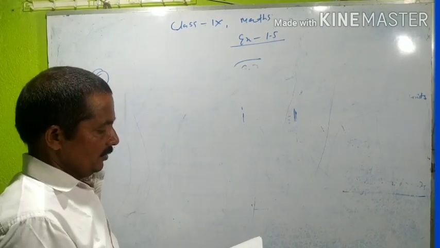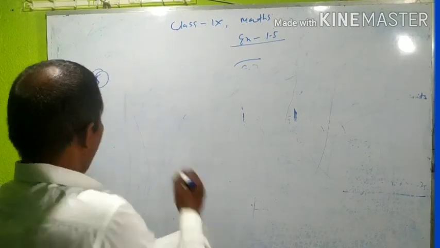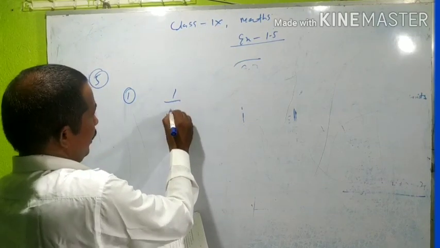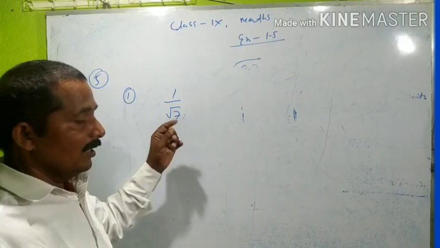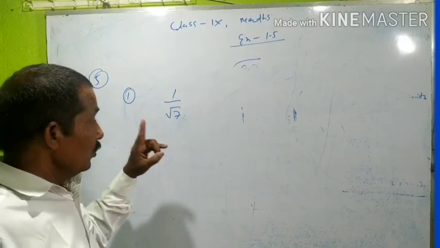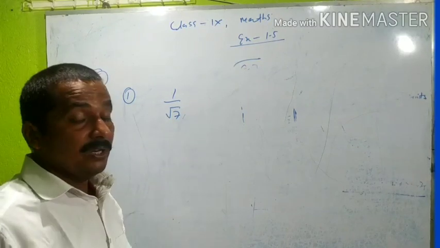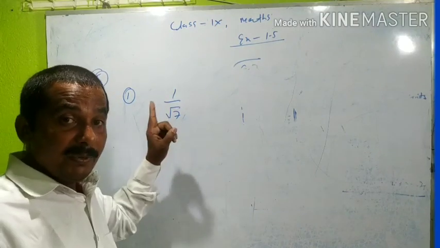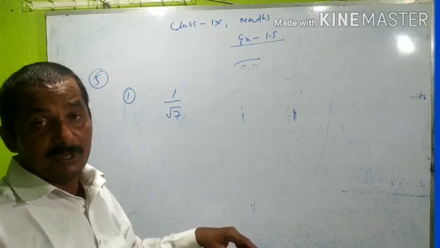Rationalize the denominators. First number: 1 by root 7. Look here, the denominator is root 7. Root 7 is what here? An irrational number. So now we are going to rationalize the denominator, which means in place of the irrational number, a rational number should come here.